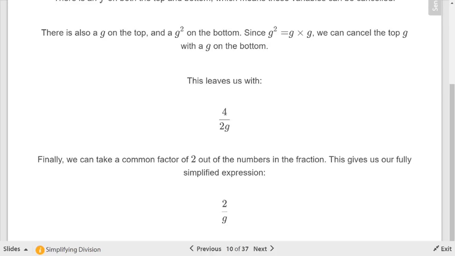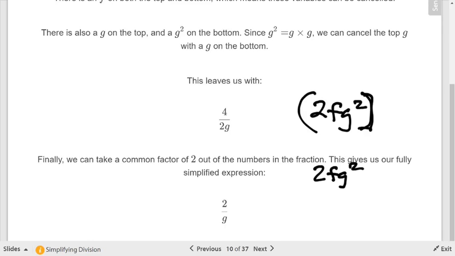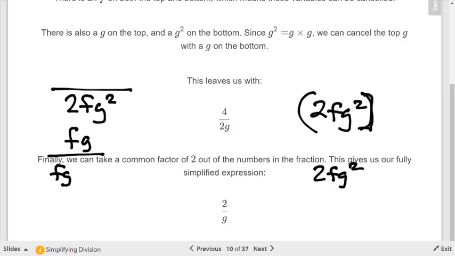Because remember, when you're simplifying, so say I have 2fg squared in brackets, can I do anything there with the 2 and the f and the g and the square? No. Then there's no reason to have the bracket. But what I'm saying is, what if it was like fg divided by fg times fg?